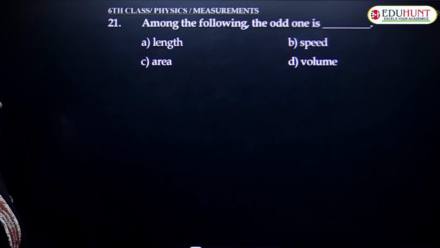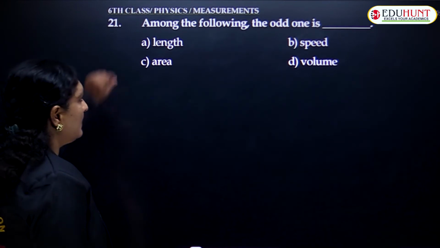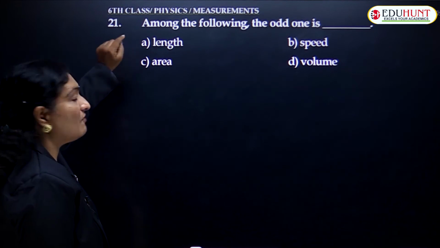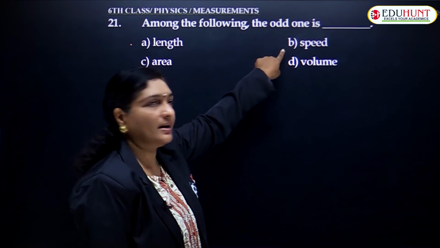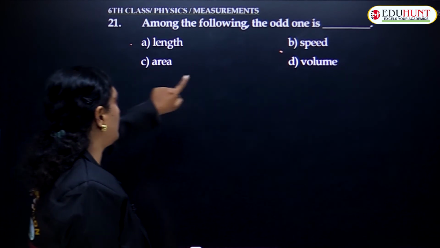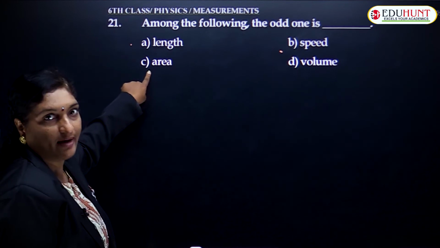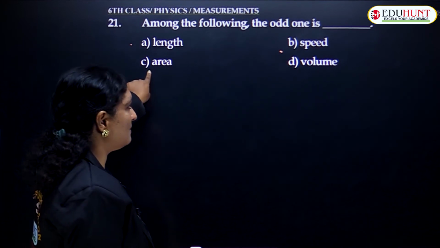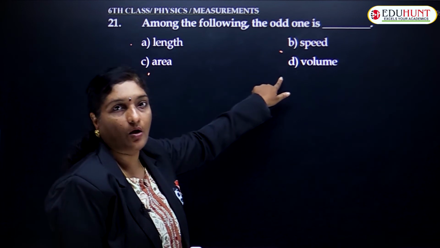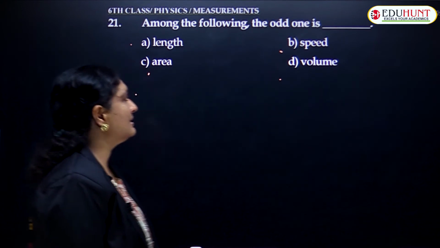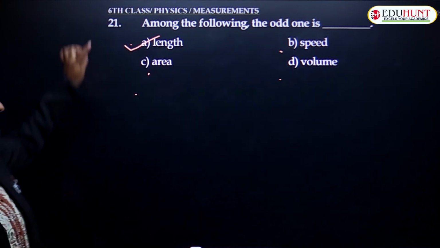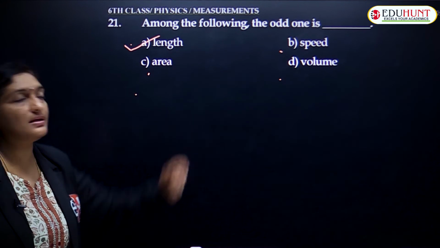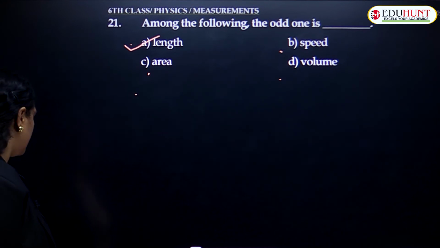Next, among the following, the odd one is, if you observe, length is a basic unit. It is a fundamental unit. Speed is a derived unit, derived from length and time. Area is also a derived unit, derived from length multiplied 2 times. Volume is also a derived unit, length multiplied 3 times. Hence, the odd one is length, because only length is a fundamental quantity, whereas the rest of the 3 are derived quantities.